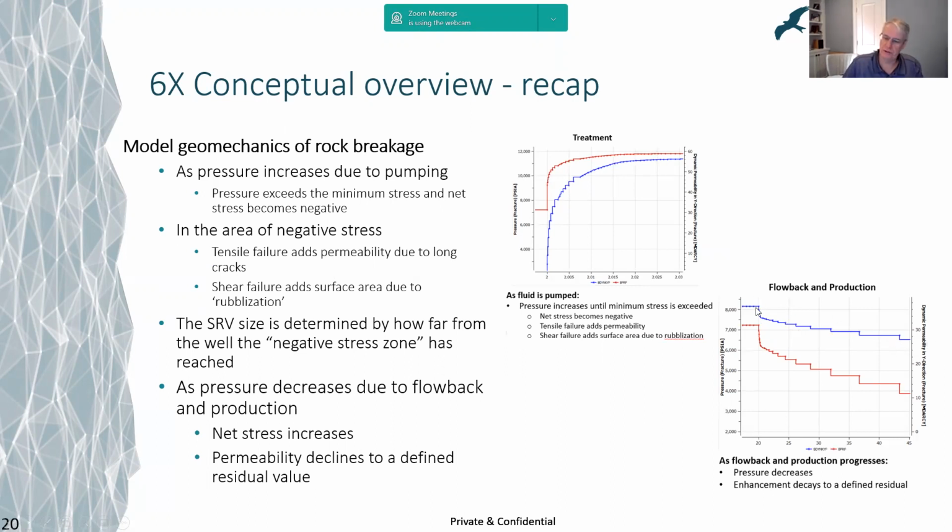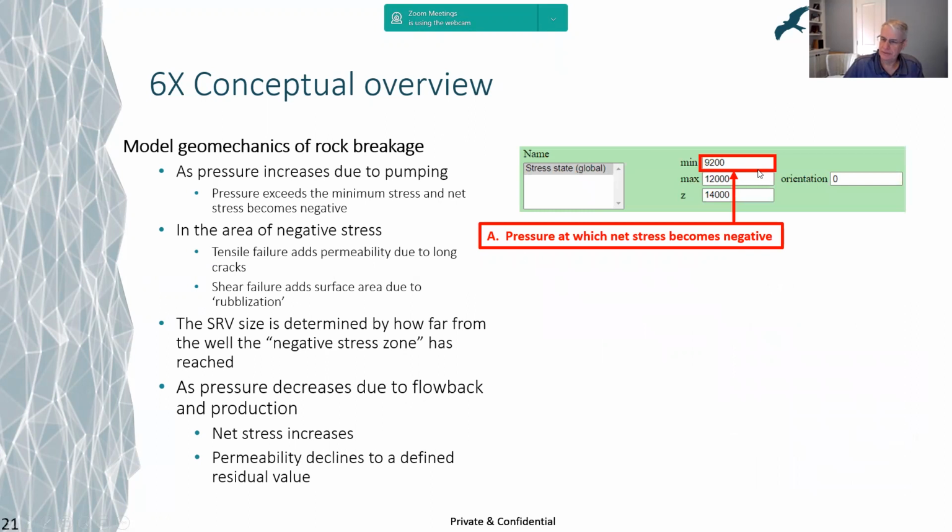The rate at which we lose the enhanced permeability due to the drop in pressure is dependent on the residual percentage that we put into our geomechanical properties. So as the pressure drops, we're closing the fractures at a specific rate, and we can tune that rate to match actual observations. Okay. So the minimum stress is this one here on the stress state.